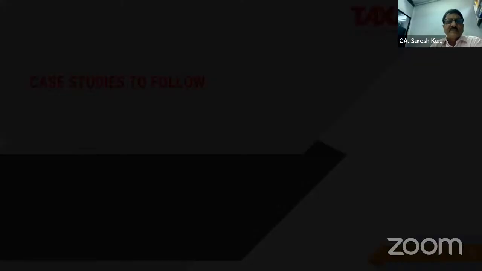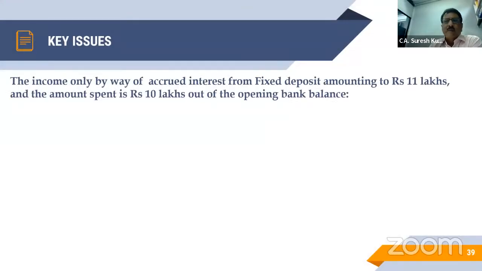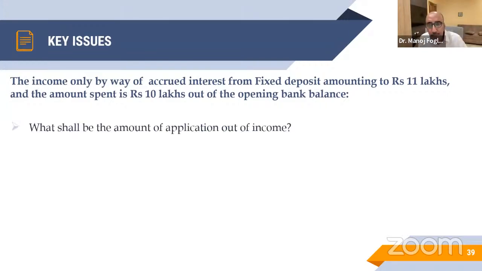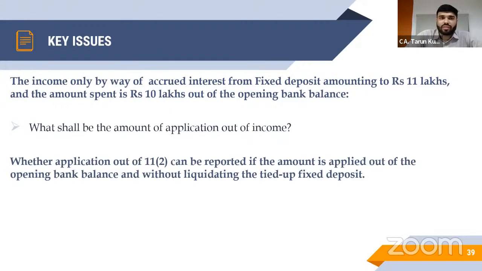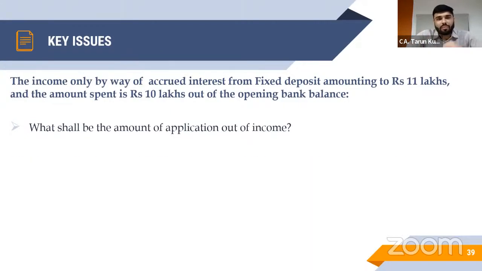Now the case study is Tarunji. Yes. Sir, as we know now, the income has to be applied and that is allowed on a payment basis. Suppose there is accrued interest on the fixed deposits and that interest is actually not received, but that forms part of the income side. But how has that application to be done? Suppose that application is done from the opening bank balances. Now, what shall be considered as the amount of application out of income?